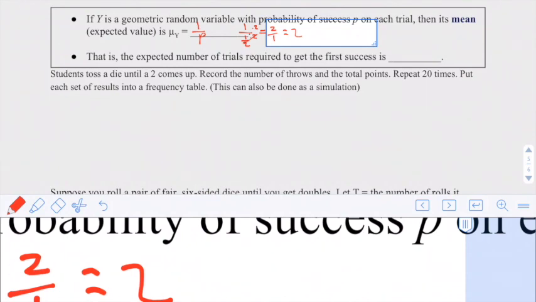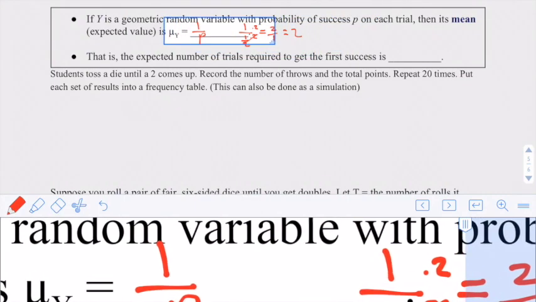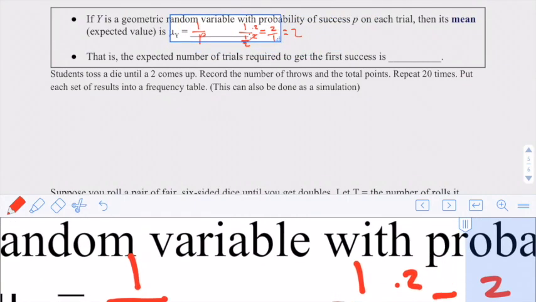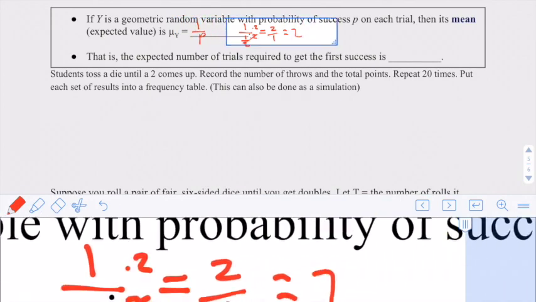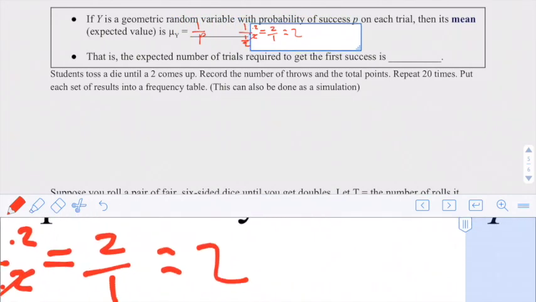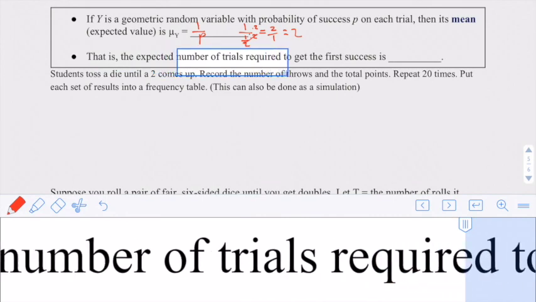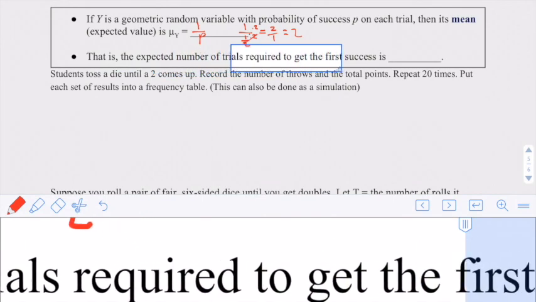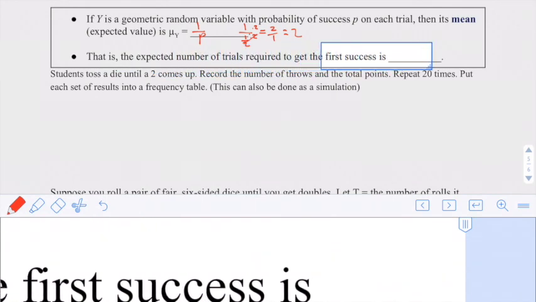If you think about rolling a die, the probability of success of rolling a 6 is 1/6. So we take the reciprocal. It would take us an expected 6 die rolls until we get a first success. That is, the expected number of trials required to get the first success is 1 over p.